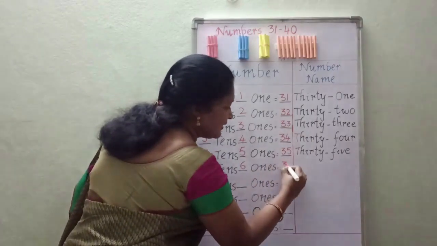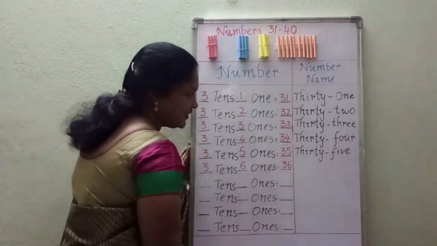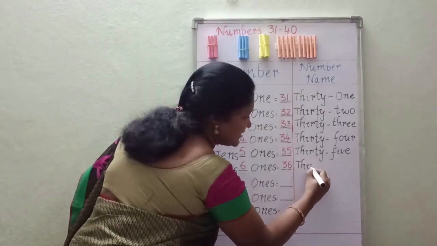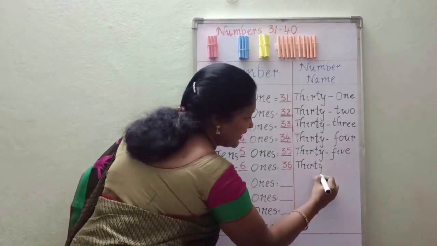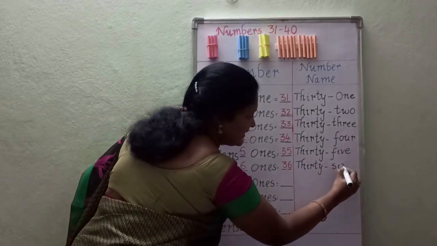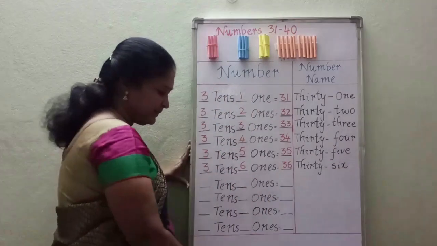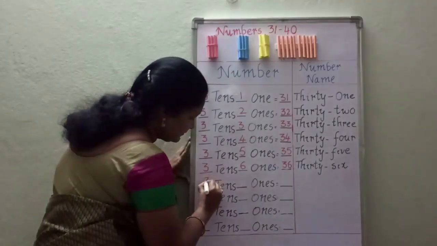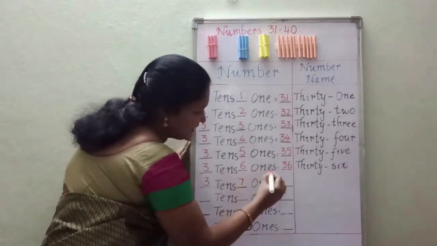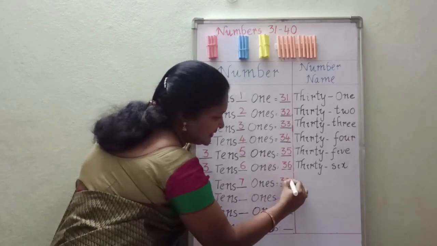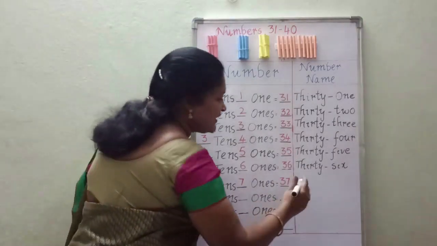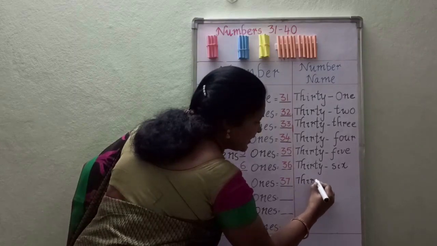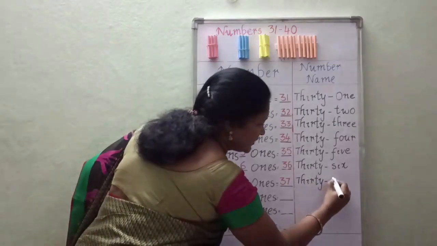Next, 3 tens, 6 ones. That is 36. What is the spelling of 36? THIRTY, 30, SIX, 6. 36. And the next one, 3 tens, 7 ones. That is 37. What is the spelling of 37? THIRTY, 30.